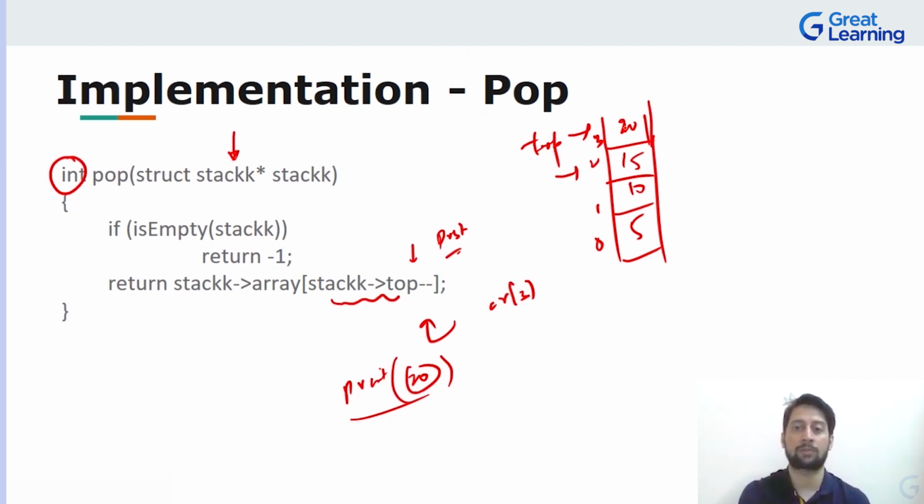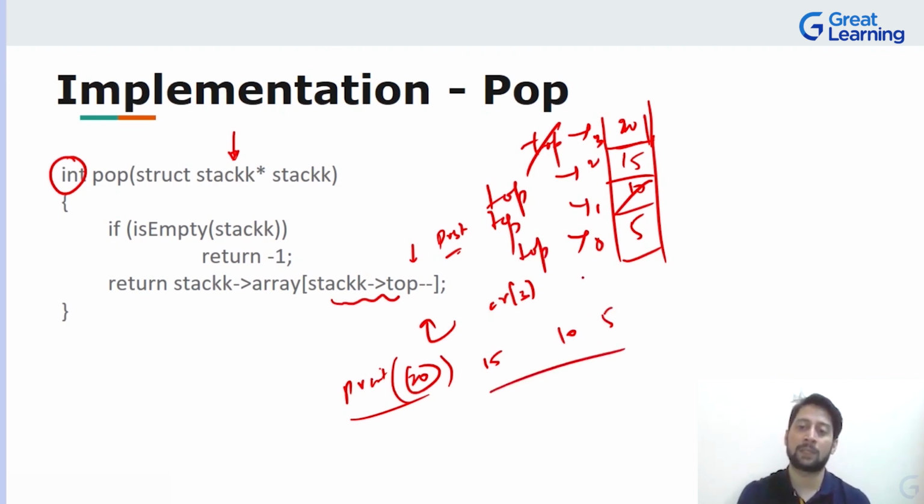So it is pointing to this. This 20 will still be there, we are basically overriding it later. Then top will be here at 2. Again, we are going to remove this and print 15 in the main. Then top will be pointing to 1. Then we are going to print 10. Finally, we have top at the 0th index, and we are going to print 5 in the main method. Then top will be at -1 in the next step.